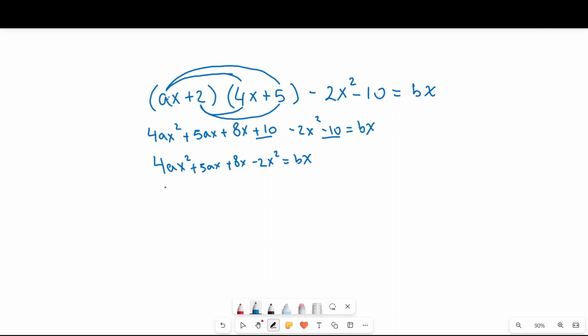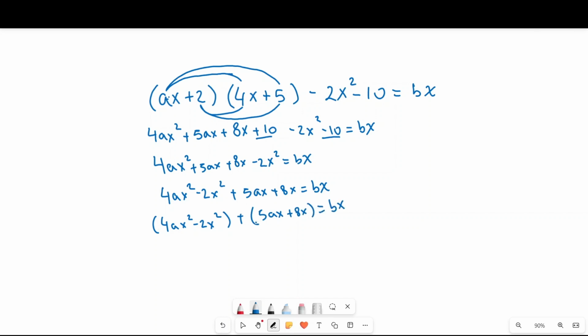And we can rewrite this equation as 4ax² − 2x² + 5ax + 8x = bx. This step was necessary so we can find the value of a, which we plug in to find the value of b. You'll see what I mean if that's not clear. So we can write this expression as two different bracket terms: 4ax² − 2x² plus 5ax + 8x, and that's going to be equal to bx. So two bracket terms, that's what I mean.